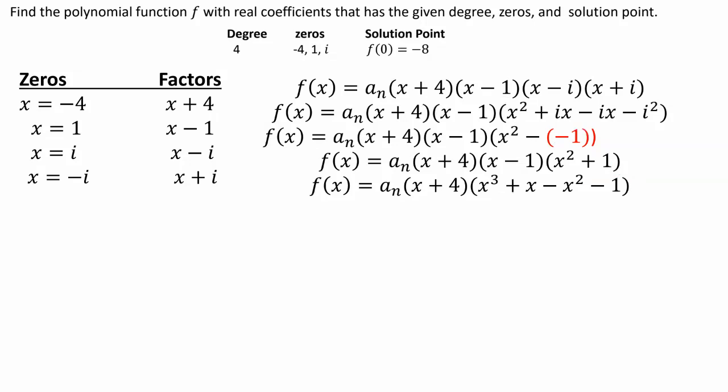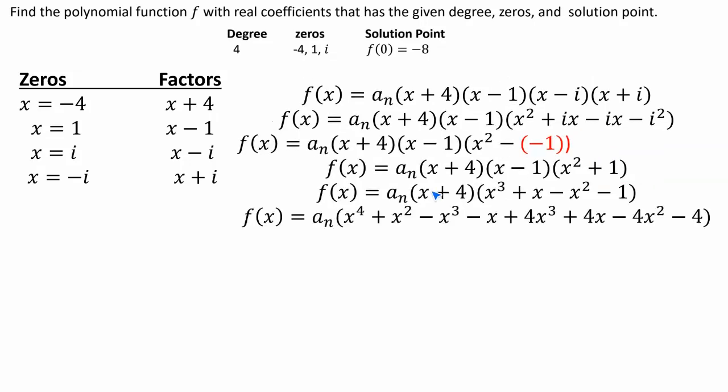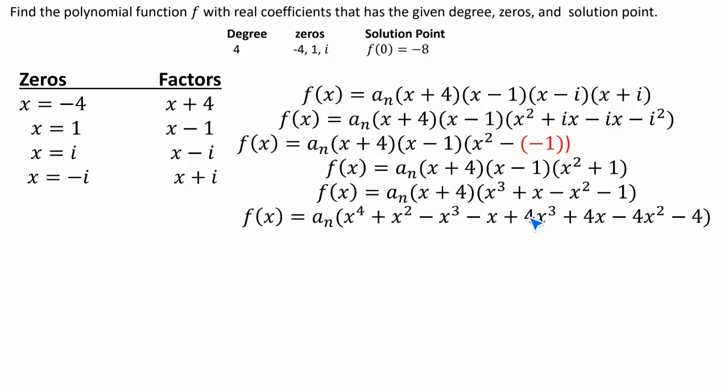Okay, so we keep going. Now we're going to multiply x times x cubed is x to the 4th. X times x is x squared. X times -x squared is -x cubed. X times -1 is -x. Then we start with the 4. 4 times x cubed. 4 times x. 4 times -x squared. And 4 times -1, which is -4.